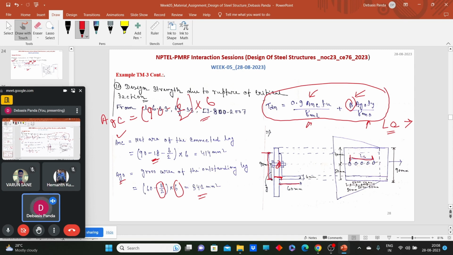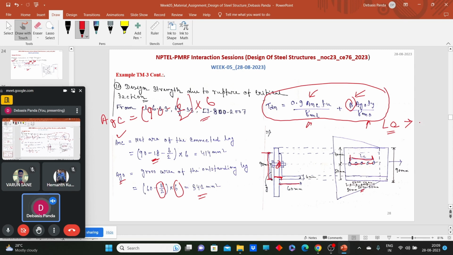Okay, so let's calculate the LC for this. So tell me, what will be the LC for this connection? We have one pitch length, two pitch length, three, and four. So we have four pitch lengths over here, and each pitch is 50 mm. So what will be the value of LC?